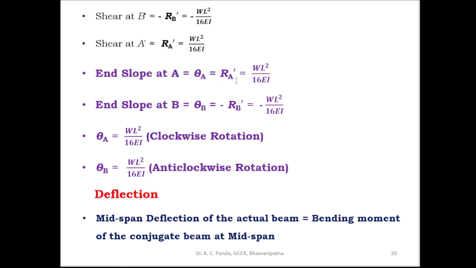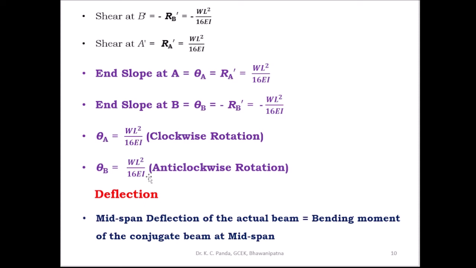The slope at A is equal to WL square by 16EI, positive, so here the clockwise rotation takes place. The slope at B is equal to minus WL square by 16EI, so here the anti-clockwise rotation takes place. So theta B is equal to WL square by 16EI anti-clockwise rotation, and theta A is equal to WL square by 16EI clockwise rotation.